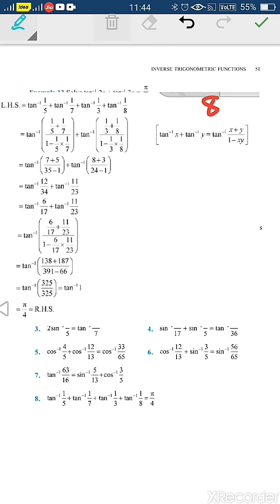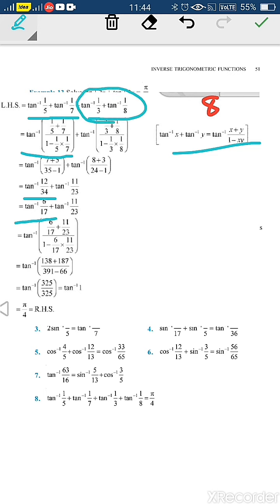See here, in this question number 8, we have taken tan inverse 1 by 5 plus tan inverse 1 by 7. Applying the identity tan inverse x plus tan inverse y is equal to tan inverse of x plus y upon 1 minus xy, you got the answer tan inverse 12 by 34. After cancelling you got tan inverse 6 by 17. Simultaneously you have applied the identity on tan inverse 1 by 3 plus tan inverse 1 by 8 and you got this answer.